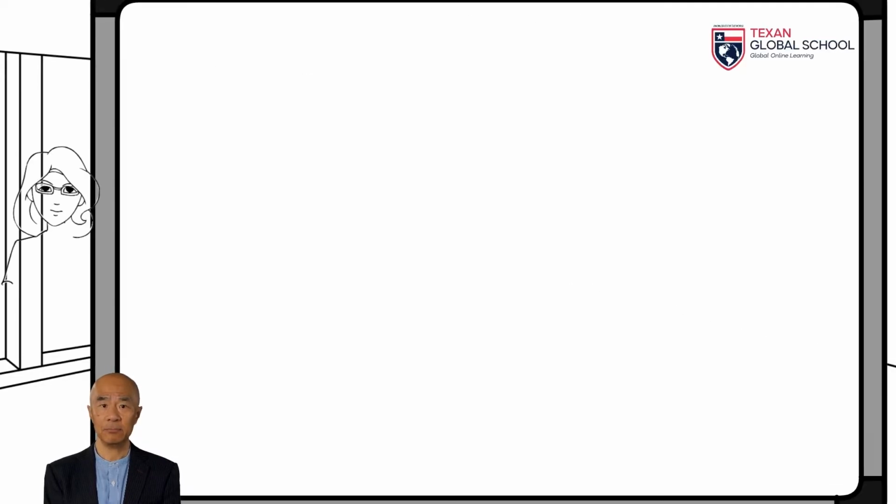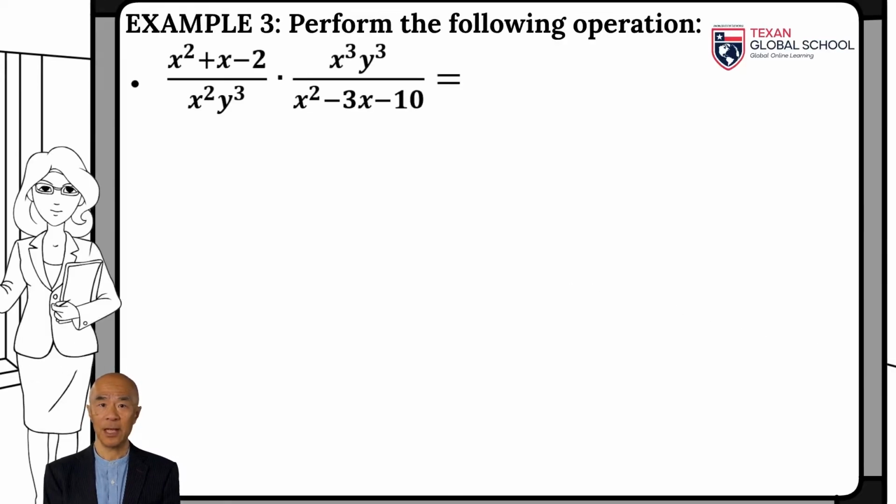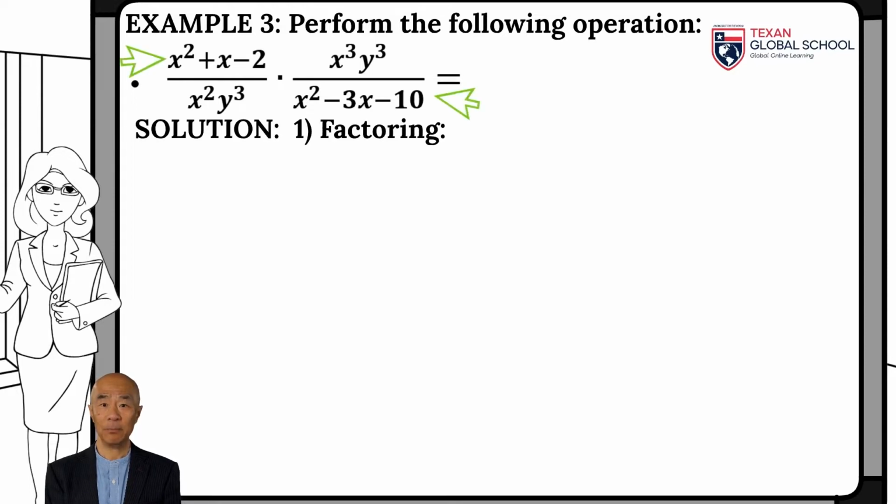In this next example, we also have two algebraic fractions multiplying. Before performing the product, we will factor polynomials. Both factorizations are trinomials of the form x squared plus bx plus c. We look for two numbers that multiplied results the independent term, and added the numerical coefficient of the linear term.